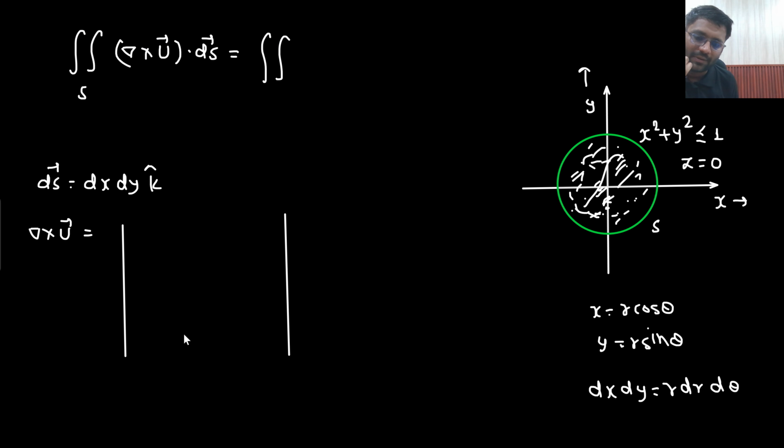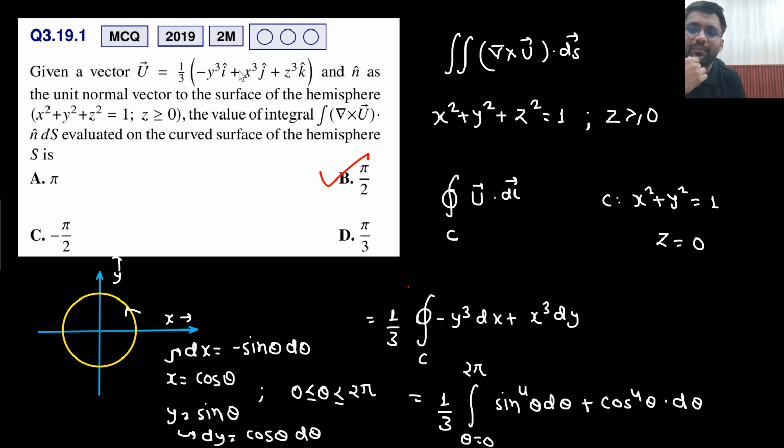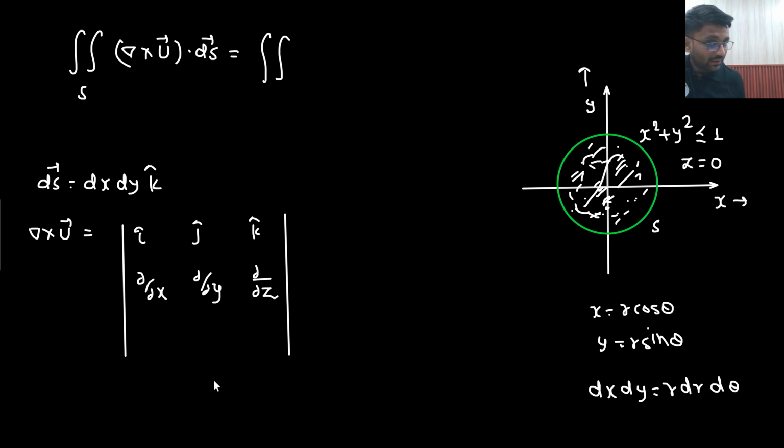I cap, j cap, k cap. Del by del x, del by del y, del by del z. What is my function? My function is minus y cube, x cube, z cube. This will be 0. Why is it 0? Because, sir, over this surface, the value of z is 0 only.